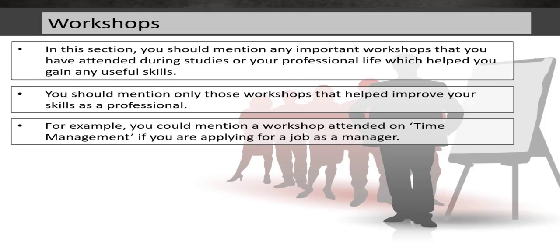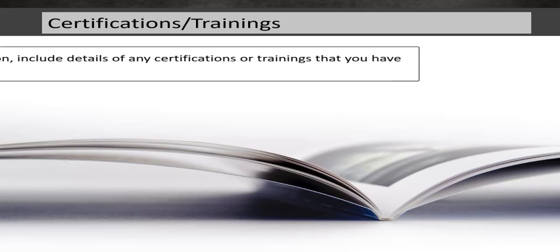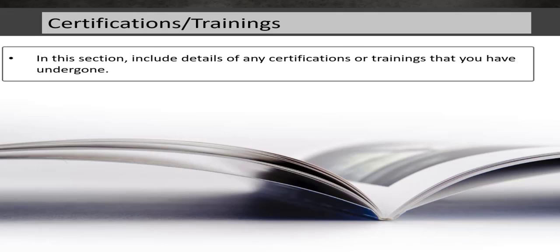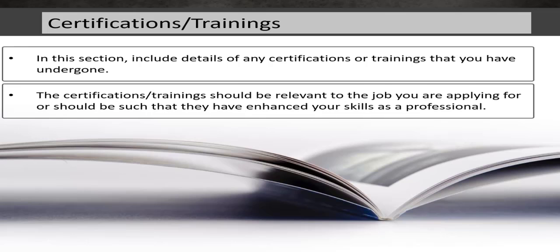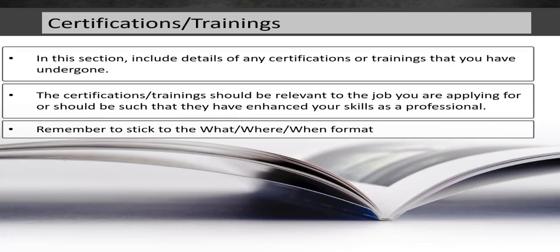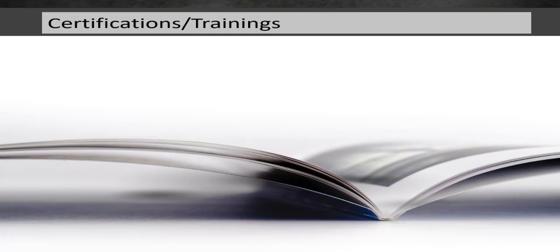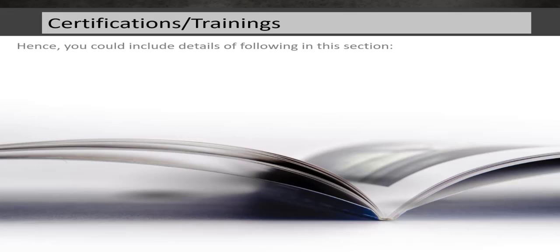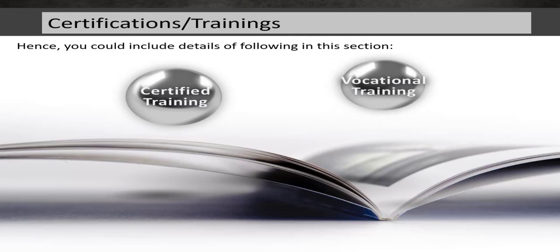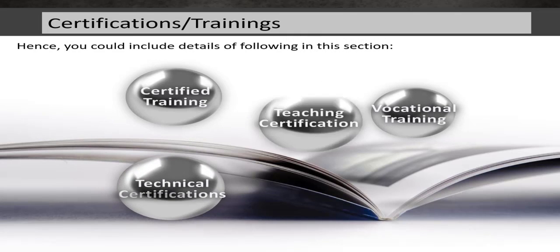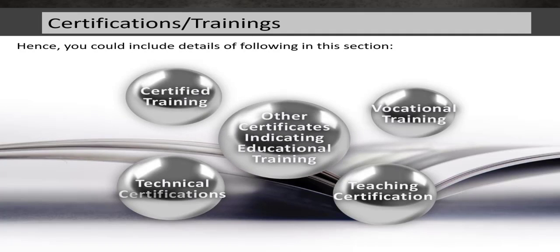Certifications or trainings. In this section, include details of any certifications or trainings that you have undergone. The certifications or trainings should be relevant to the job you are applying for or should be such that they have enhanced your skills as a professional. Remember to stick to the what, where, when format. Hence, you could include details of the following in this section: certified training, vocational training, technical certifications, teaching certification, other certificates indicating educational training.